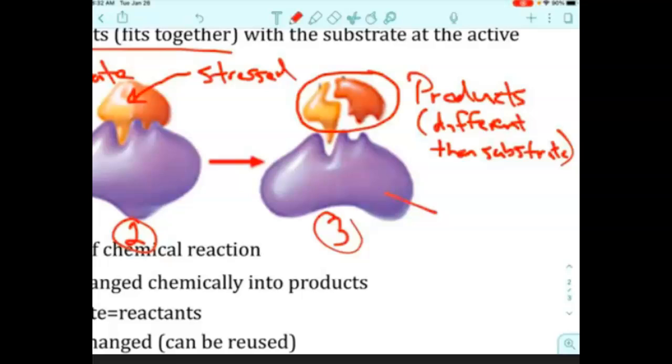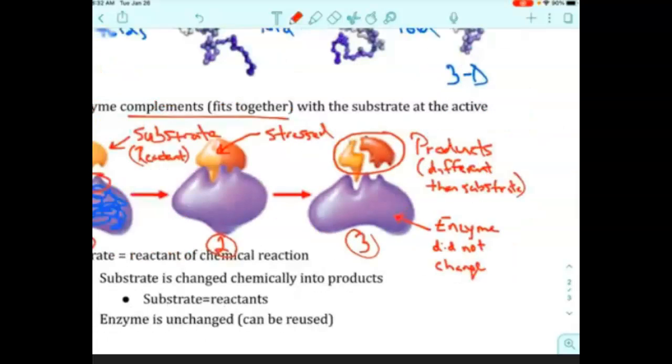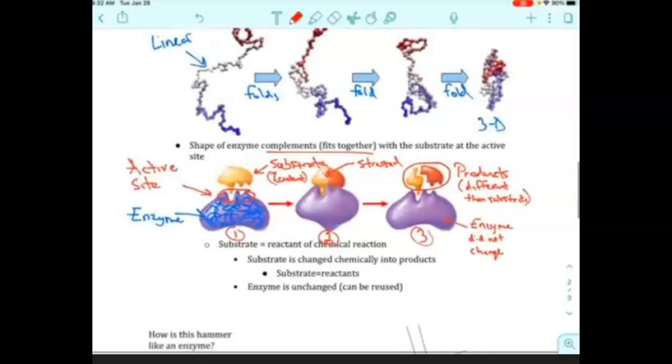Notice that the enzyme did not change. The enzyme was not changed. So the enzyme did not have its bonds break, did not have its atoms rearranged or anything. It stayed the same. Okay, so that means that the enzyme can be reused again for the next substrate that comes its way.